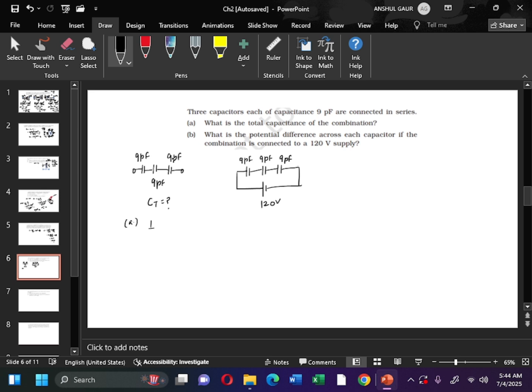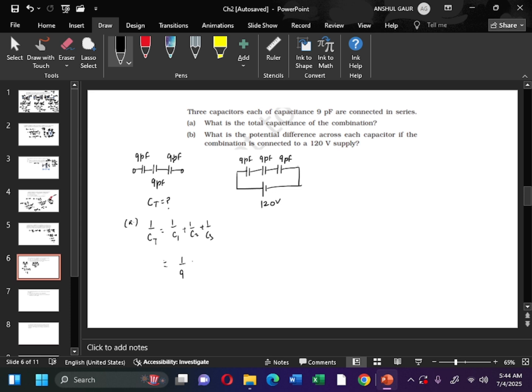To find the total capacitance we have to use this formula: 1 upon Ct, which is the total capacitance, is equal to 1 upon C1 plus 1 upon C2 plus 1 upon C3. Here C1, C2 and C3 are the respective capacitances of these capacitors.